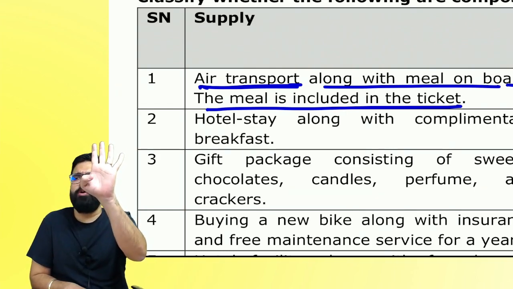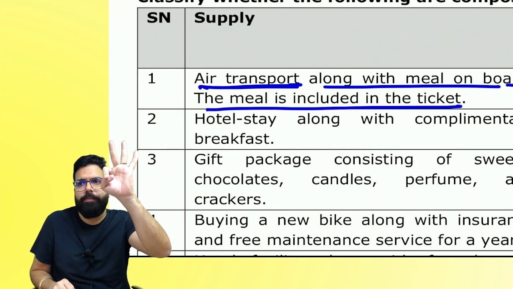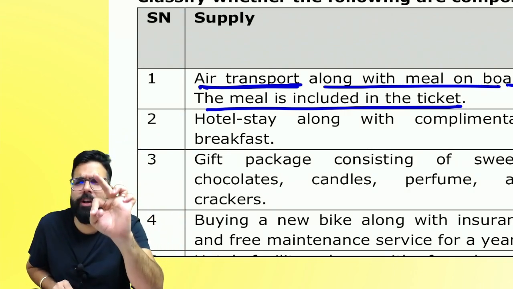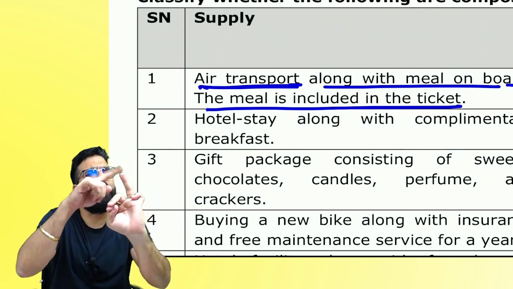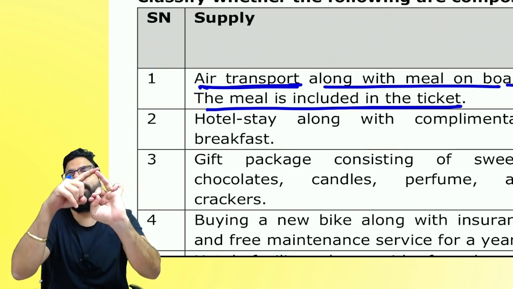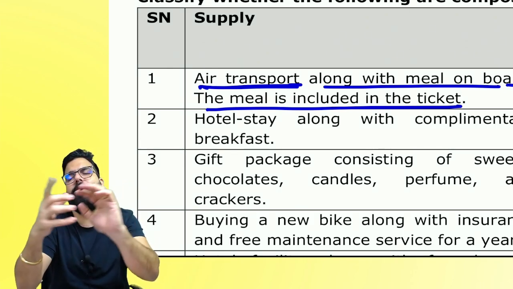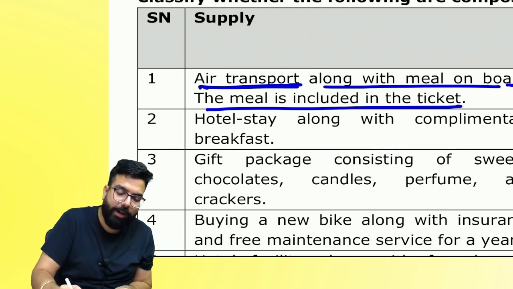Is my point clear? Composite supply: two or more taxable supplies, two separate supplies. Are they naturally bundled? Are they supplied together in the ordinary course of business by all suppliers? One is principal. You went to fly, not to eat. So what is the service? Air transport. GST will come at the rate of the principal supply, which is air transport. Can I go ahead, everyone?